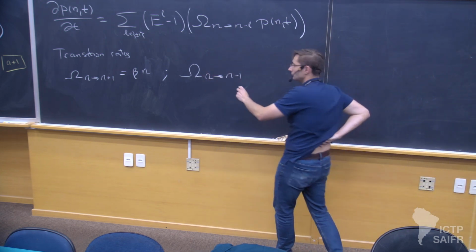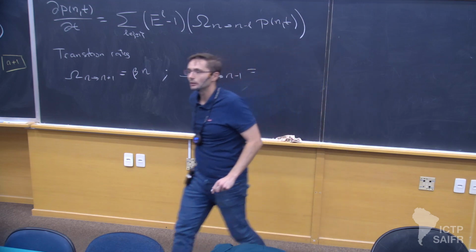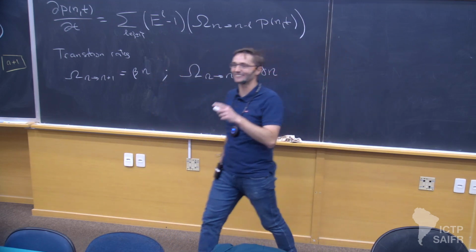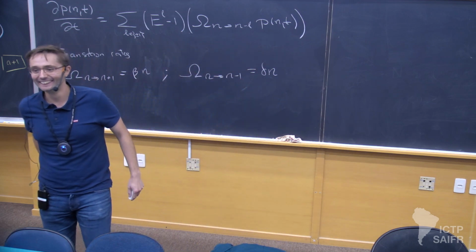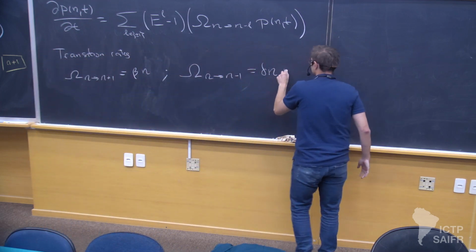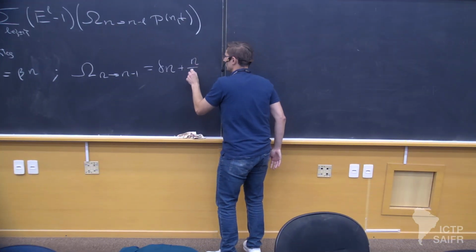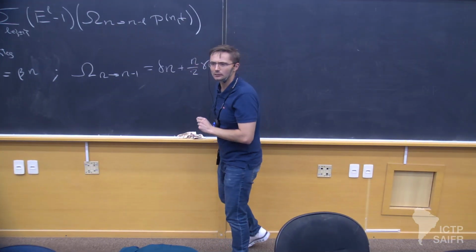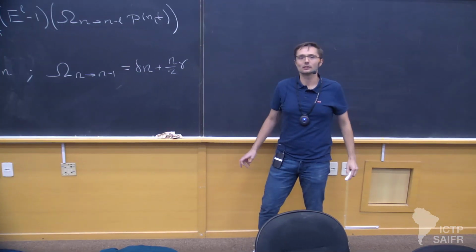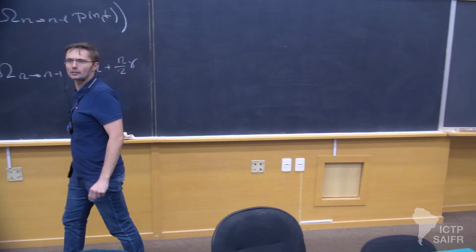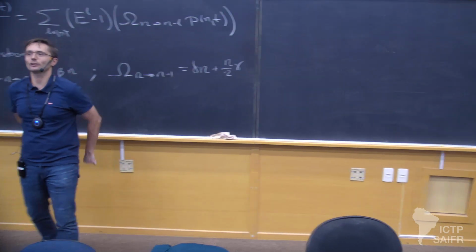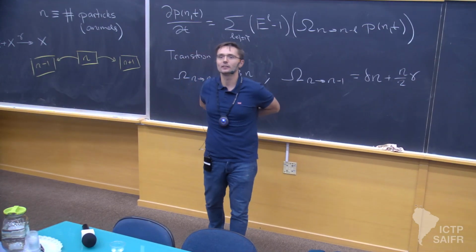Sorry? Sorry again, pardon, sorry? Delta n plus something else. Okay, here we have a smart volunteer. N by 2 times gamma. This? Raise your hand if you agree with this. I heard combinatorics. That was easy to translate.